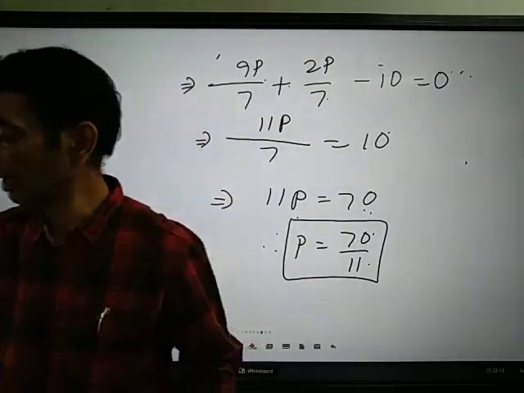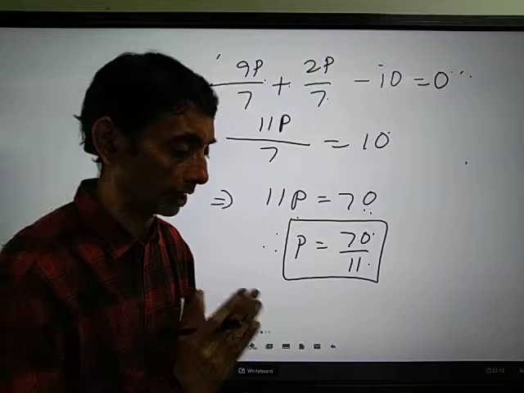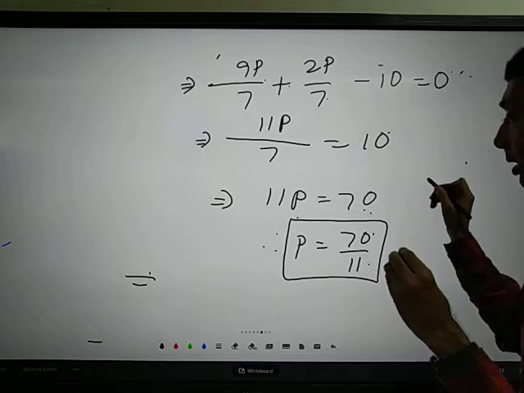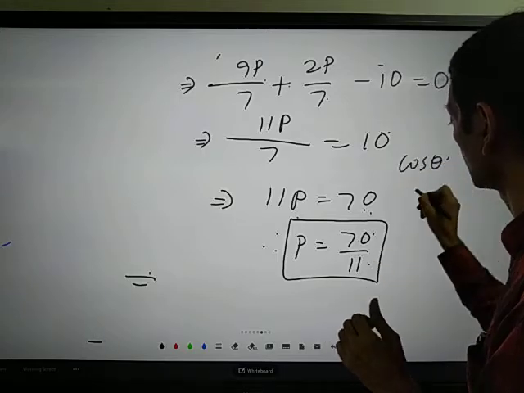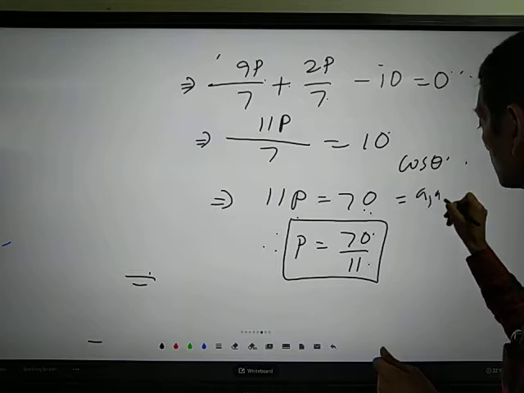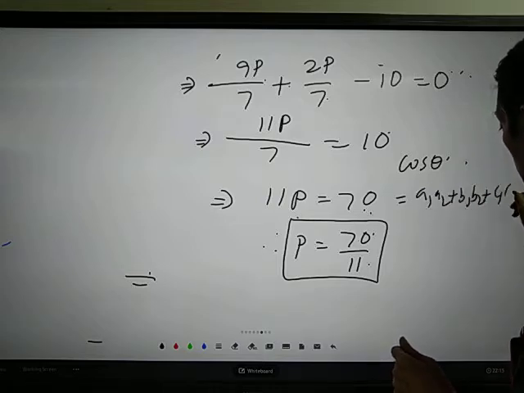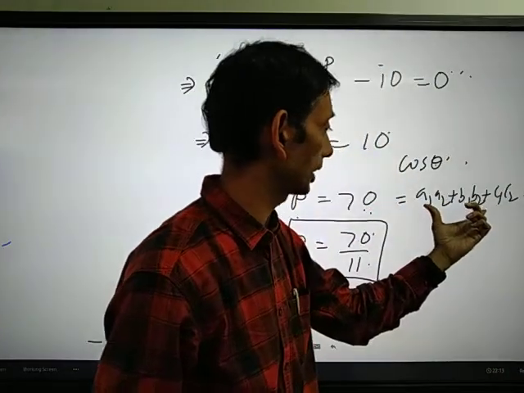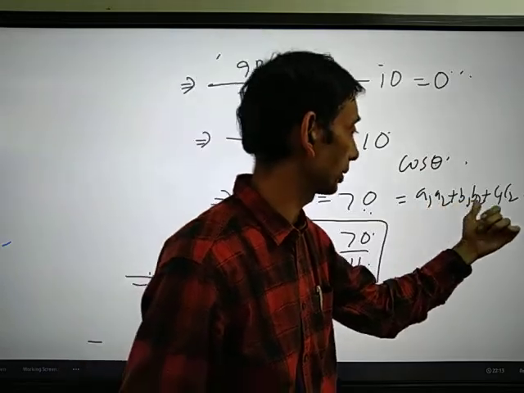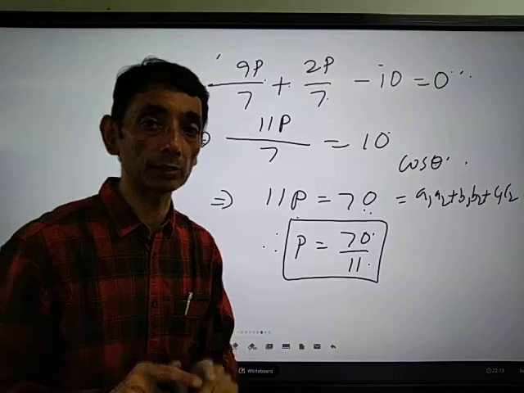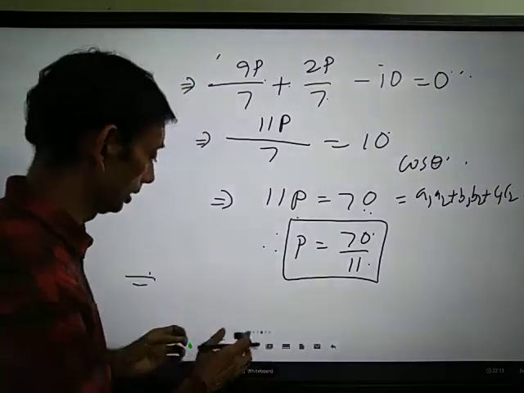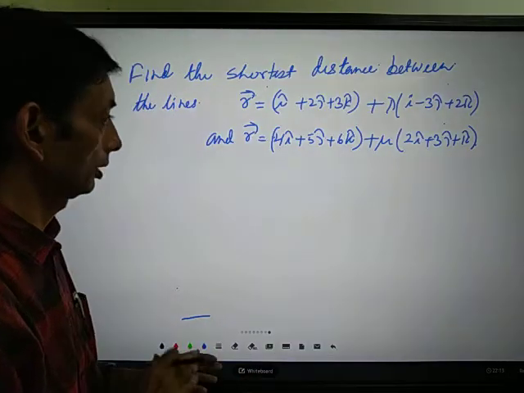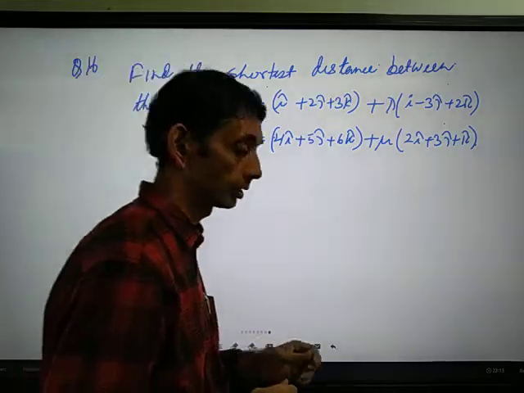Very simple steps. You only need to simplify the equations, bring them into standard form, and then get the value. Use the relation of cos theta with the help of the direction ratios, that is cos theta is a1 a2 plus b1 b2 plus c1 c2. If theta is 90 degree, cos 90 is 0. So you need to use the equation a1 a2 plus b1 b2 plus c1 c2 equal to 0. There is only one unknown, that is p, so you definitely get the value of p. This will be the last question of today's video.